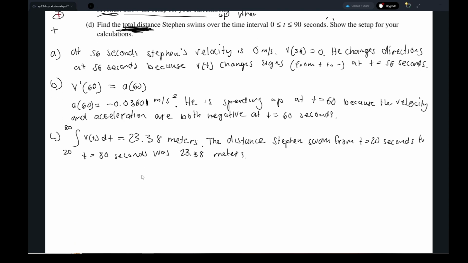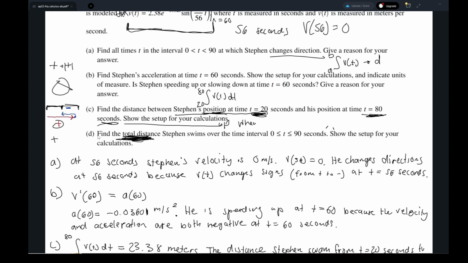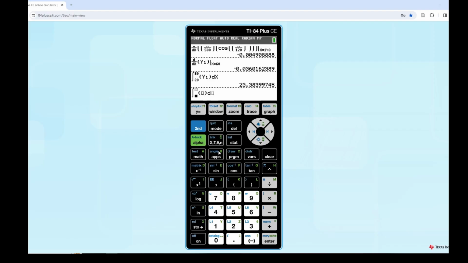So if I want to set up my calculations, all I have to say is the following. All I have to say is that I'm integrating from 0 to 90 the absolute value of v of t with respect to dt. That's all. Find the total distance he swims. Total distance is going to be the absolute value, right? Go into my calculator and plug this in. I'm going to have to go into math 9 to get my integral. I'm finding the integral from 0 to 90.